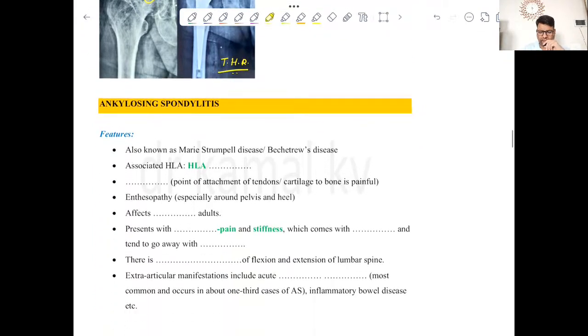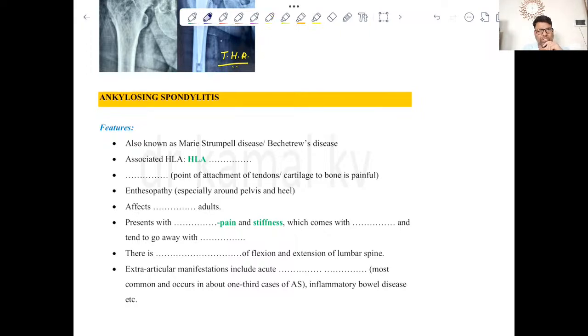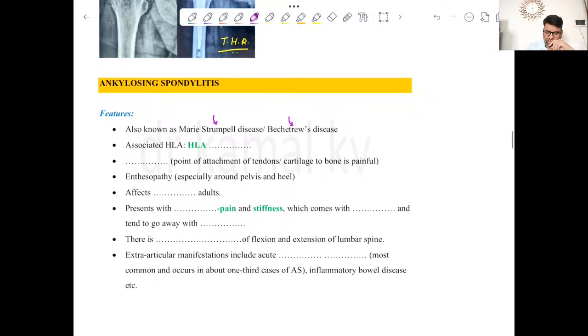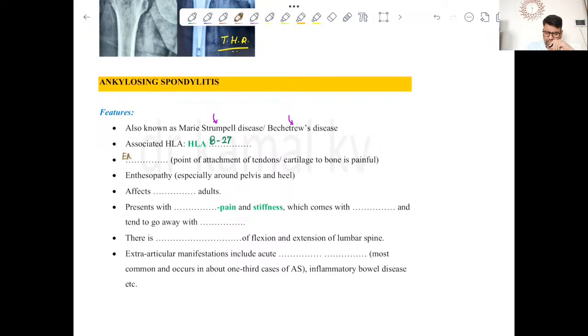Then moving forward to ankylosing spondylitis, one of the extremely important topics, and there is no paper without one question from this segment. It is also known as Marie-Strumpell disease or Bechterew's disease, and it is associated with HLA-B27, right? And there is one classical term, and this is enthesitis.